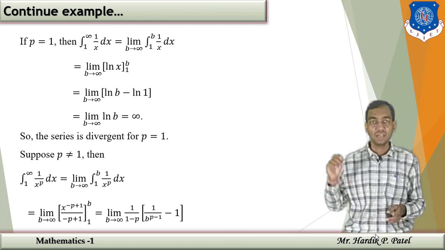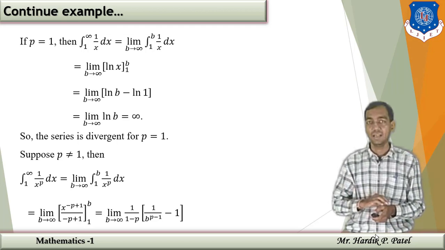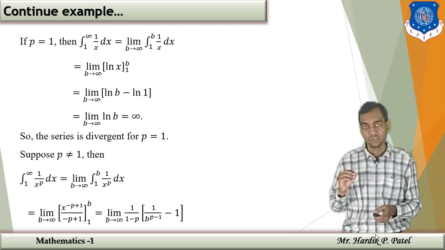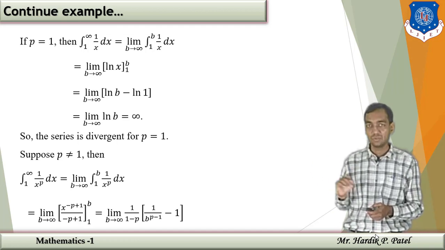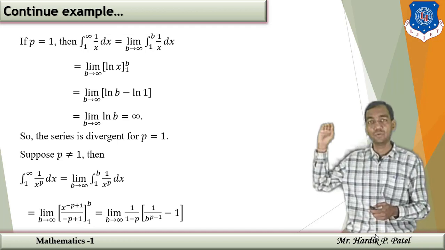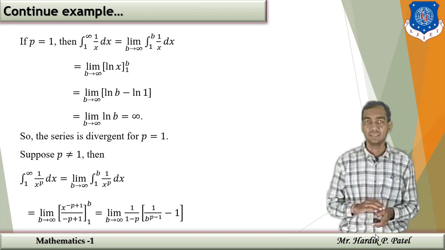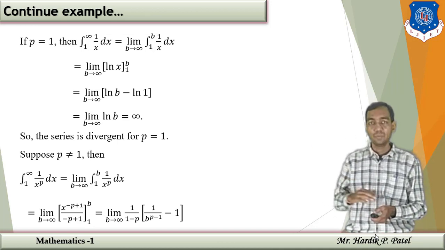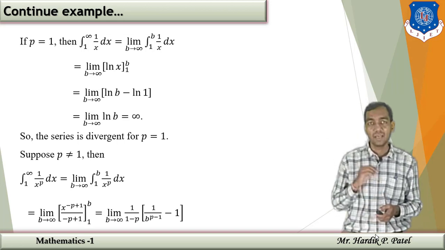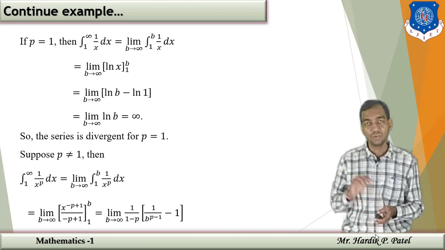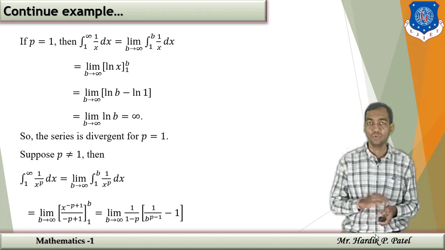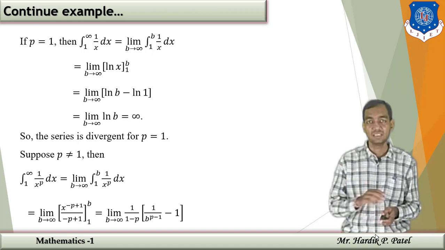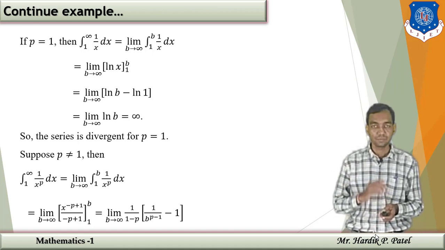That is nothing but an improper integral, and we replace infinity by b. So, you will have limit b tends to infinity, integration from 1 to b, 1 upon x dx. The integration of 1 upon x is log x; substituting the upper and lower limits and then applying the limit b tends to infinity will give you the answer infinity. So, for P equal to 1, our series is divergent.